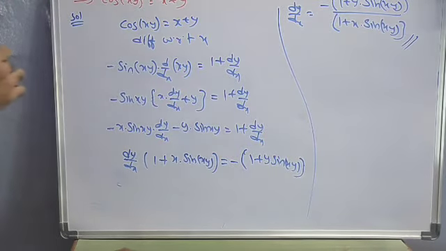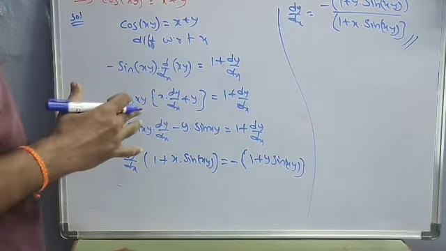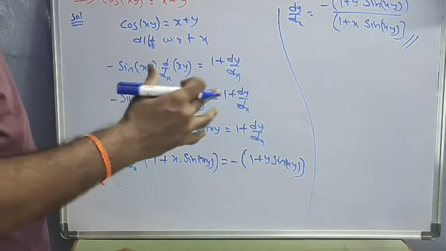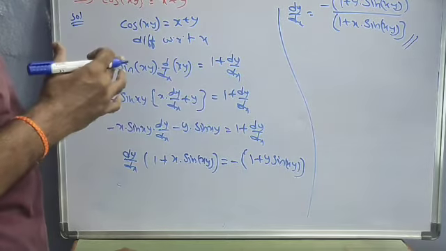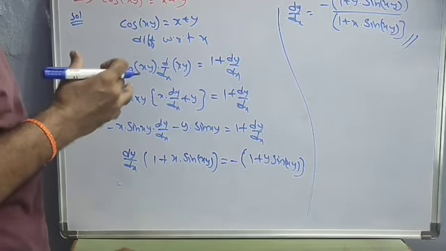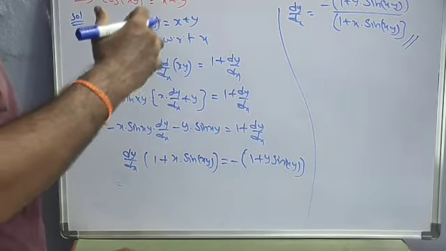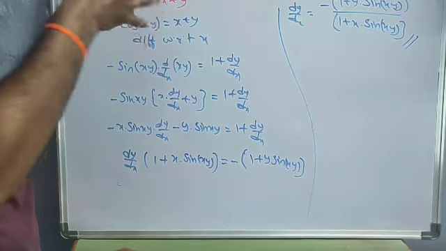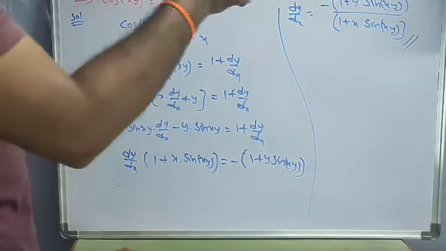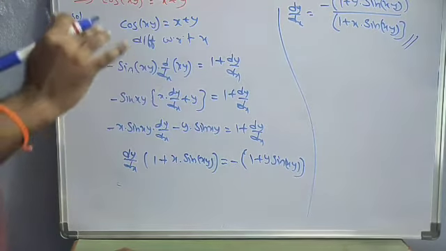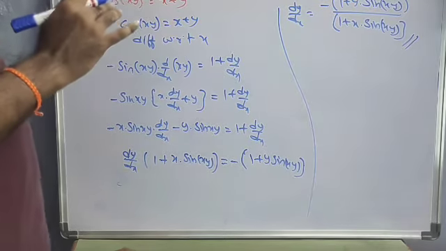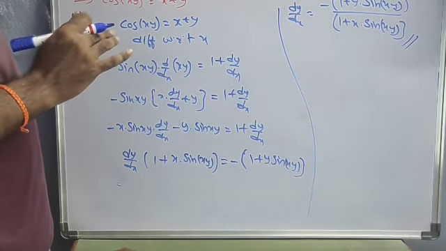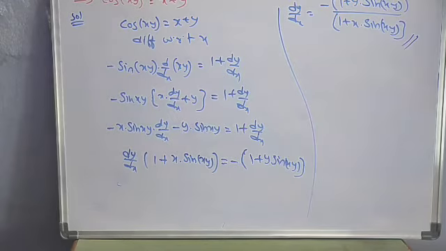Understand? That means don't make mistakes in the procedure. Finally, you have to take the total dy by dx terms to one side, take dy by dx common, and the remaining terms to the other side of the equation. Just take this part to that side. Then finally, you will get the dy by dx. Okay, so this is the procedure.